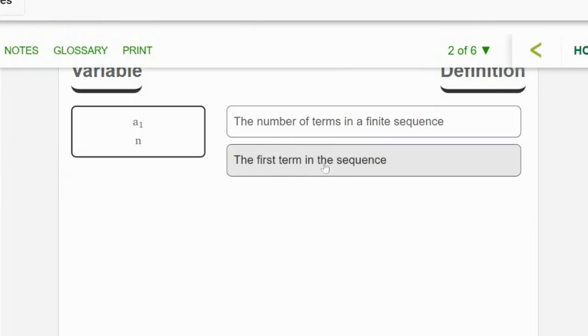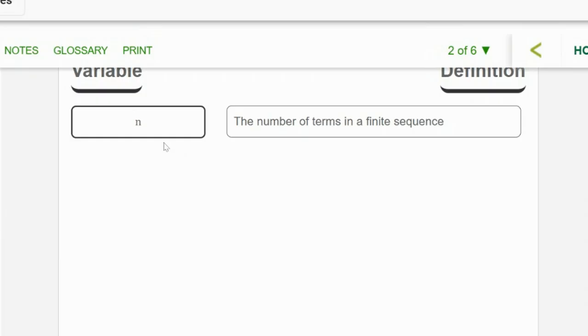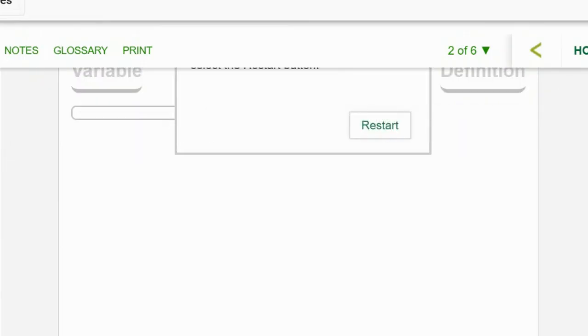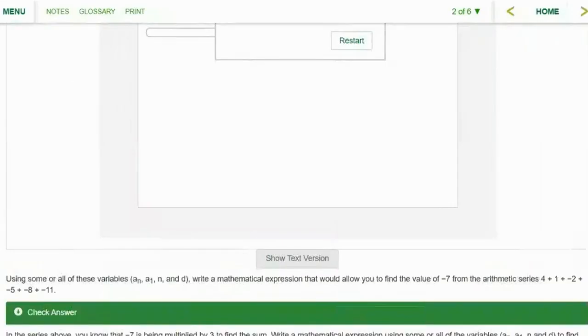The first term is A sub 1, right? We know A sub 1 is always the first term. And N is the number of terms in a finite sequence. That means if we limit it, talk about the first 8 terms, 8 is N, right? In a finite sequence. Okay. Just to review our vocabulary as we go forward.